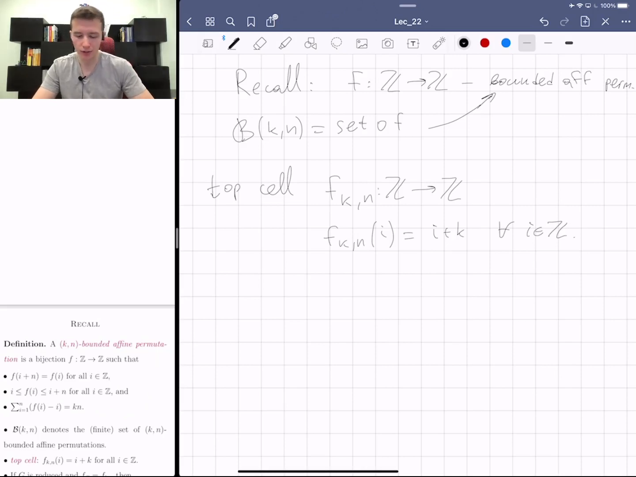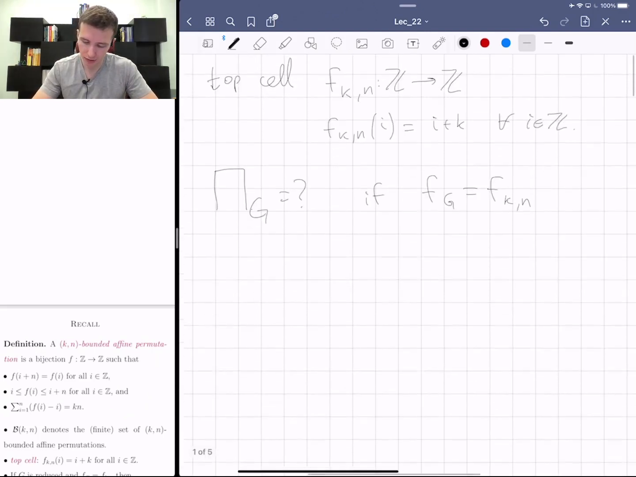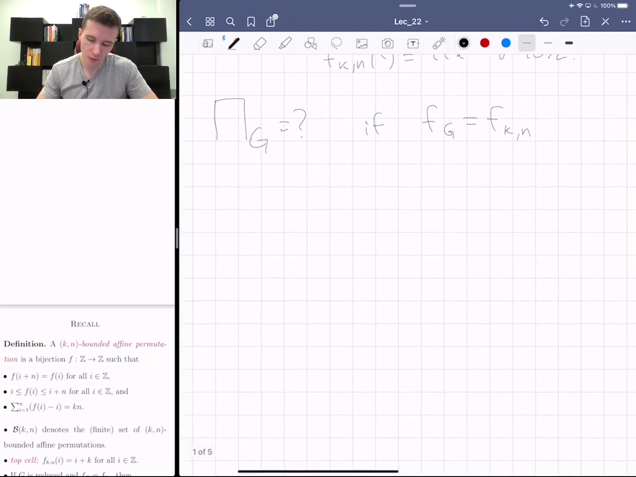So for this most important one, remember that for each f in this set, there is a positroid cell. You pick a graph with this strand permutation, and then you look at the boundary measurements. So what is the positroid cell for the graph G such that the strand permutation of G is this top cell bounded affine permutation? Well, it's going to be P_G bigger than 0. In general it's some subset, right?